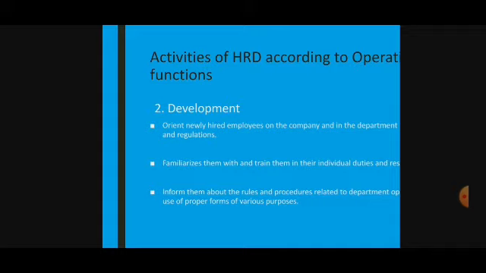Activities of the human resource department head according to operative function. Development: orient newly hired employees on the company and the department's rules and regulations. Familiarize them with and train them in their individual duties and responsibilities. Inform them about the rules and procedures related to the department. Propose the use of proper forms for various papers.